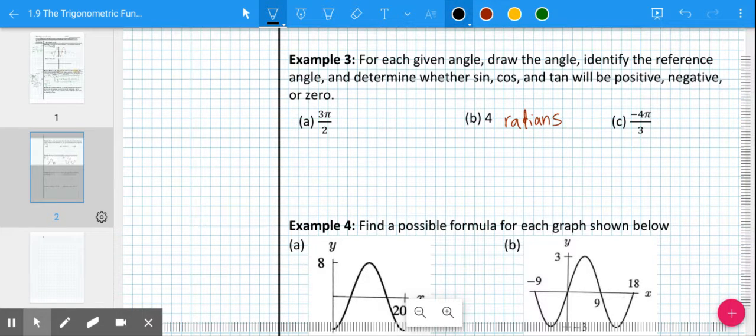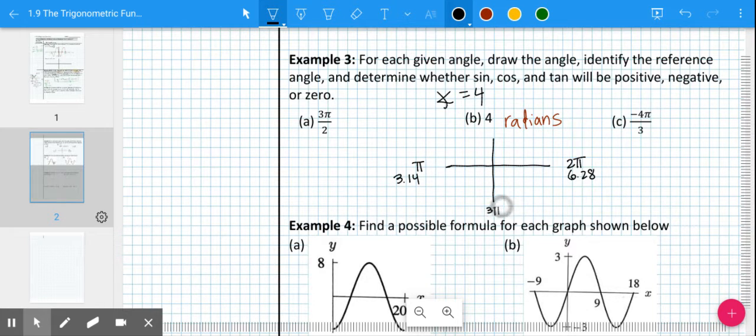So I'll do this one with you. Let's think about the angle 4 radians. My angle is 4 radians. So I'm used to thinking of these in terms of pi, where this would be pi and this would be 2 pi. And pi as a number is 3.14 and 2 pi is 6.28.